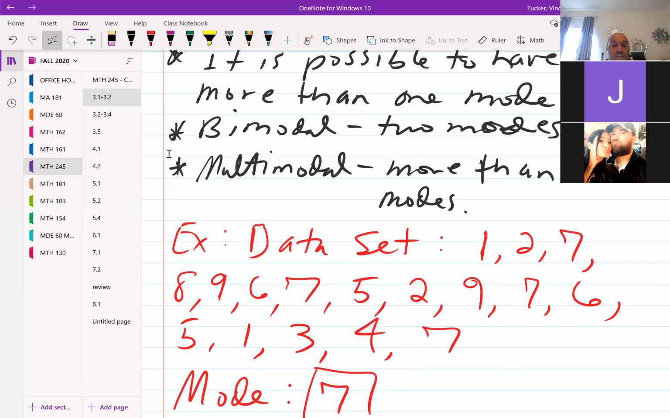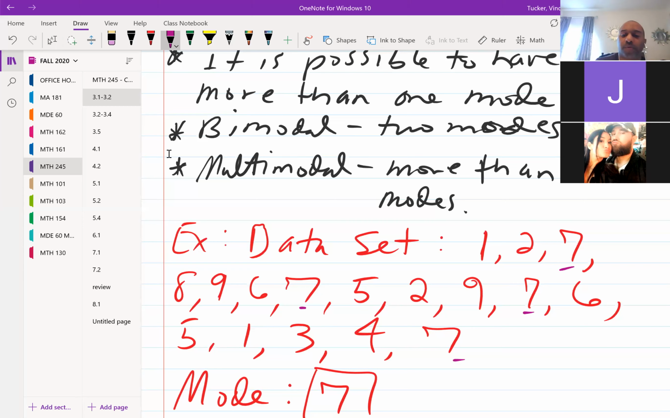All right, so in the data set example that we have, 1, 2, 7, 8, 9, 6, 7, 8, 5, 8, 5, 5, 2, 9, 7, 6, 5, 1, 3, 4, 7. So your mode would be 7 because 7 appears the most times.